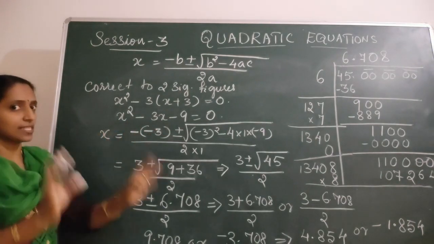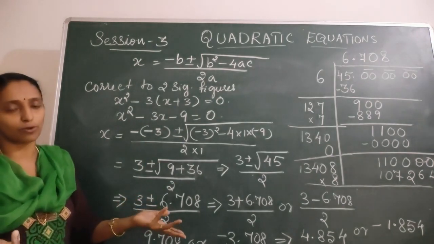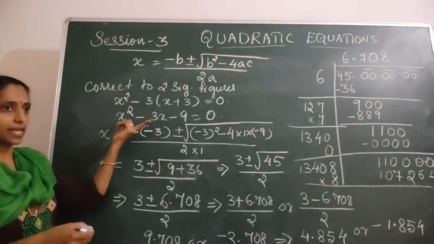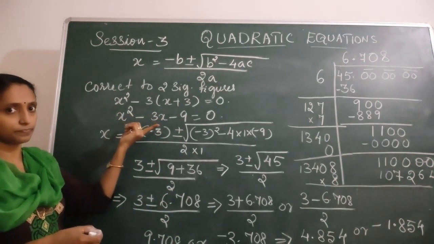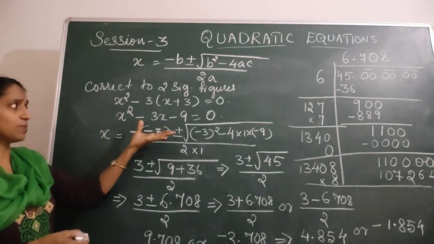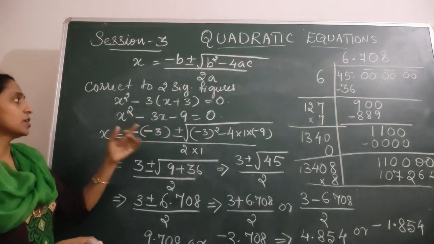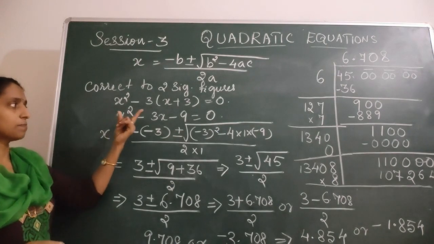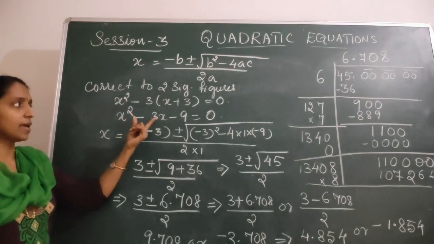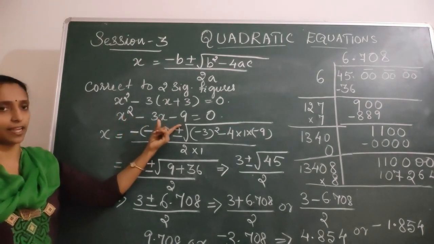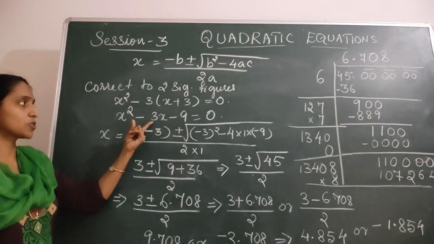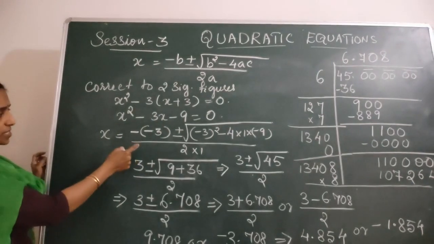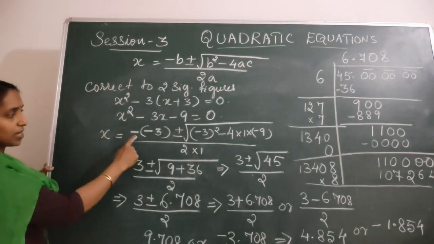Then with the sign, if it is positive, of course you will not mention the positive. With the sign, you will take out the constant values: what is A, what is B and what is C. So in this question, A is 1, B is minus 3 and C is minus 9. So we have substituted according to our formula.